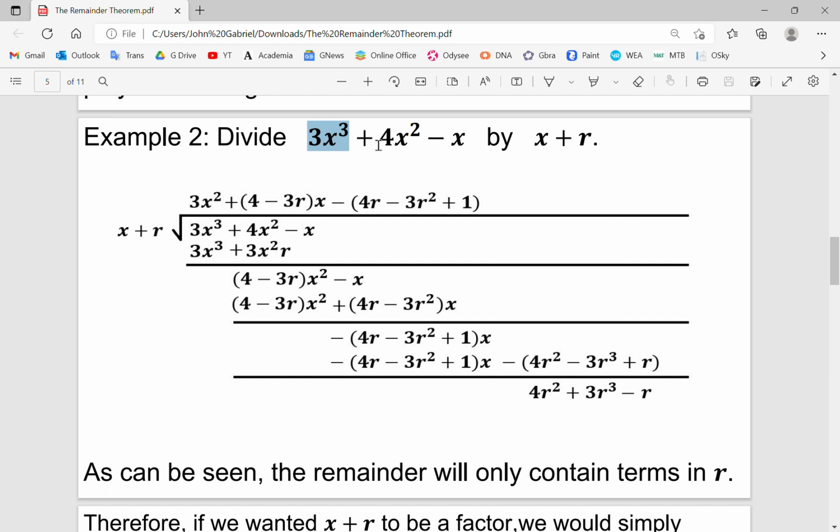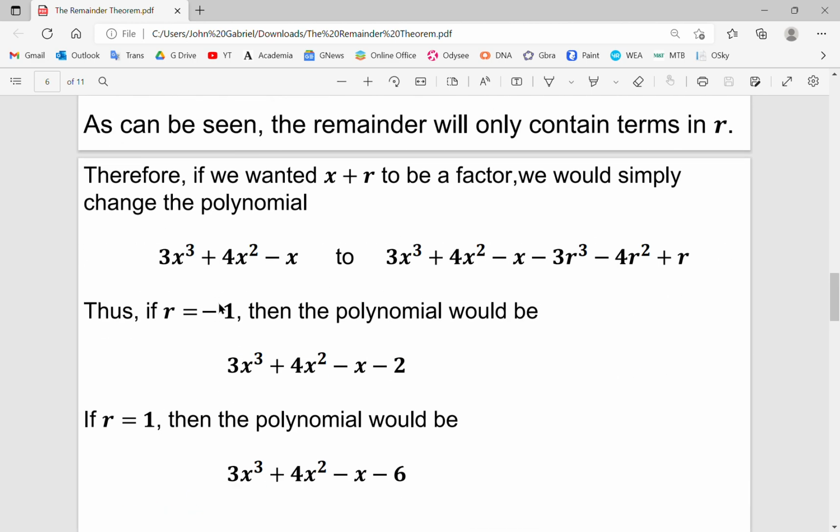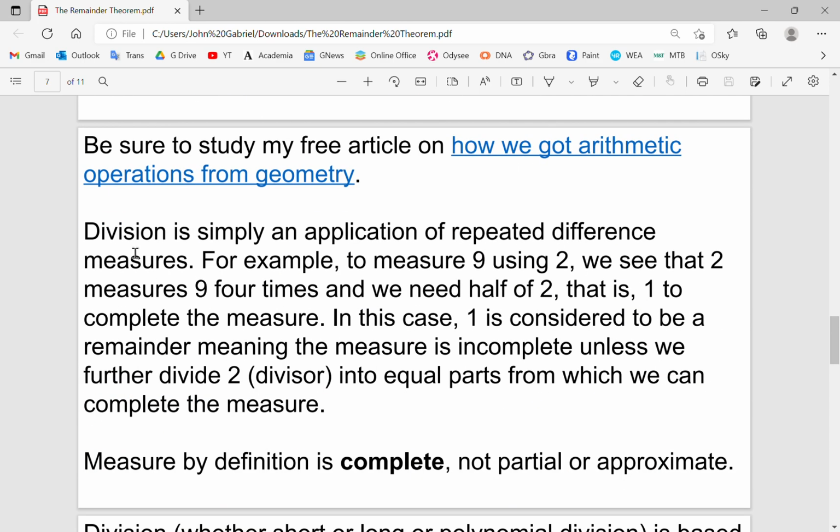I'll show you that if you divide this polynomial by this divisor, then the remainder is 4r squared plus 3r cubed minus r, and as can be seen, the remainder will only contain terms in r. So if we wanted x plus r to be a factor, we would simply change this polynomial to this polynomial. For example, if r is equal to minus 1, then the polynomial would be that, or this if r is equal to 1. You can check that by stopping the video and doing it in your own time.